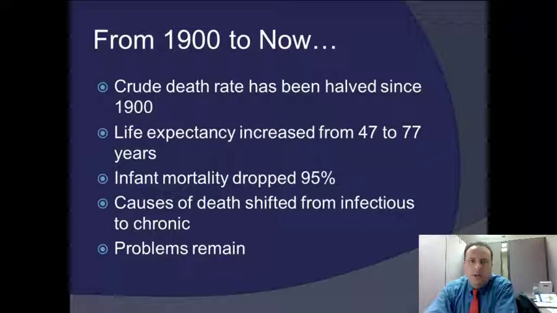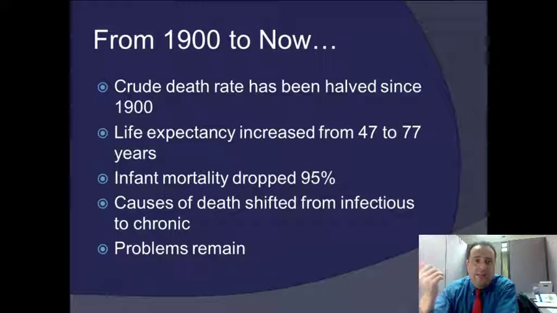Now, again, looking from 1900 to now, which is kind of the public health era, the crude death rate, or deaths per 100,000, has been halved since that time. Life expectancy has risen about 30 years. Infant mortality has dropped 95%, and a lot of that is because of modern surgical techniques, C-sections particularly. Also, maternal death has dropped, again, along the same lines.